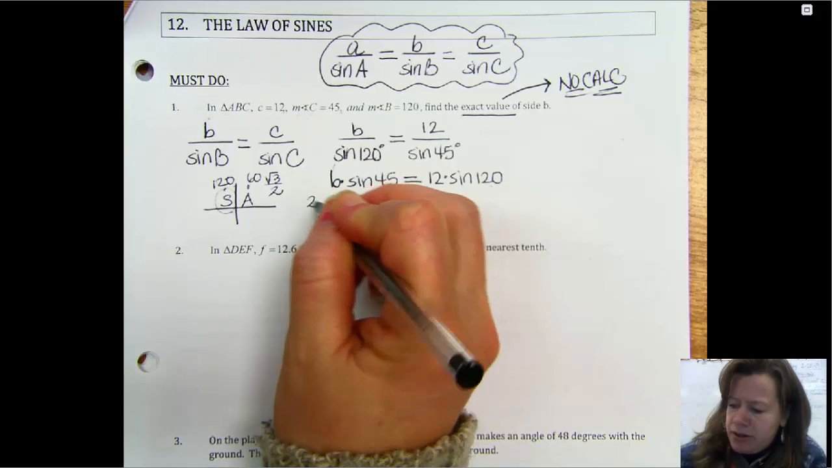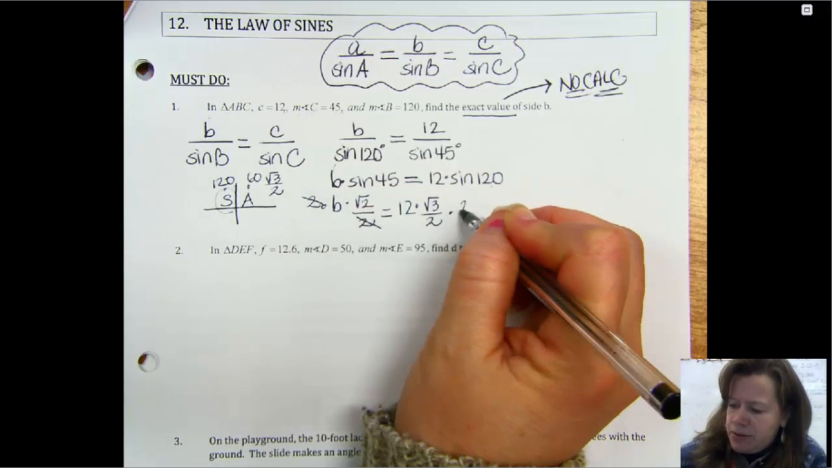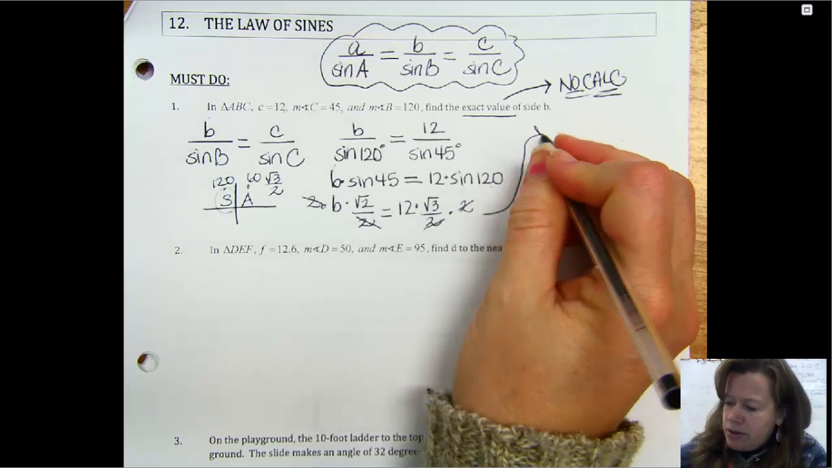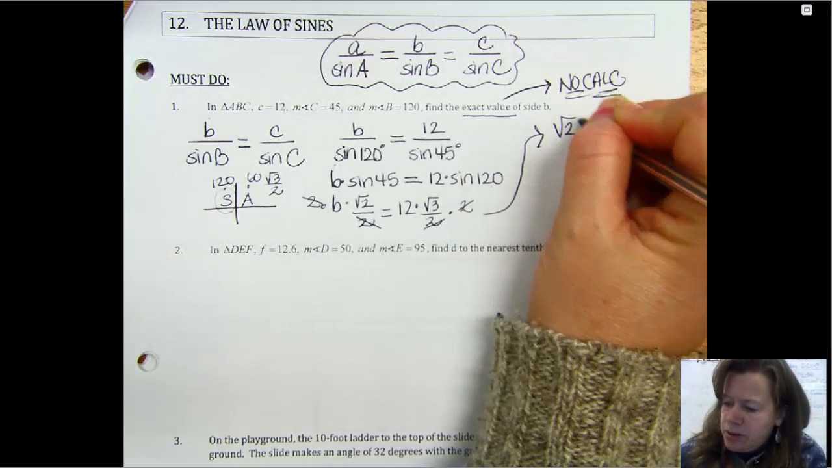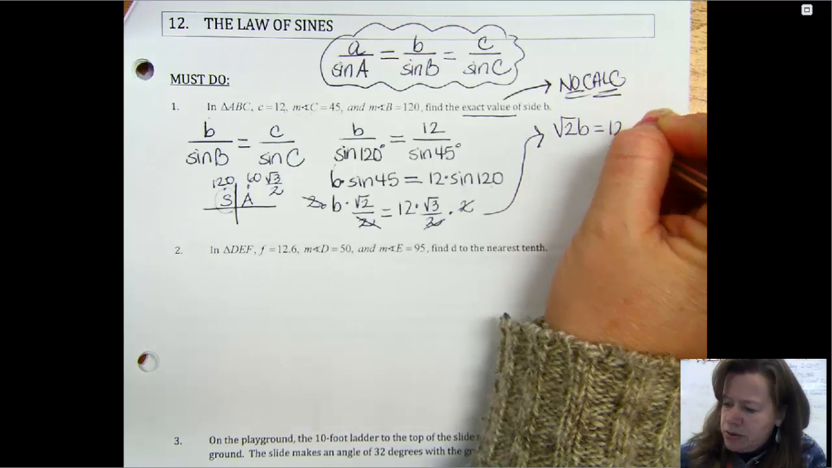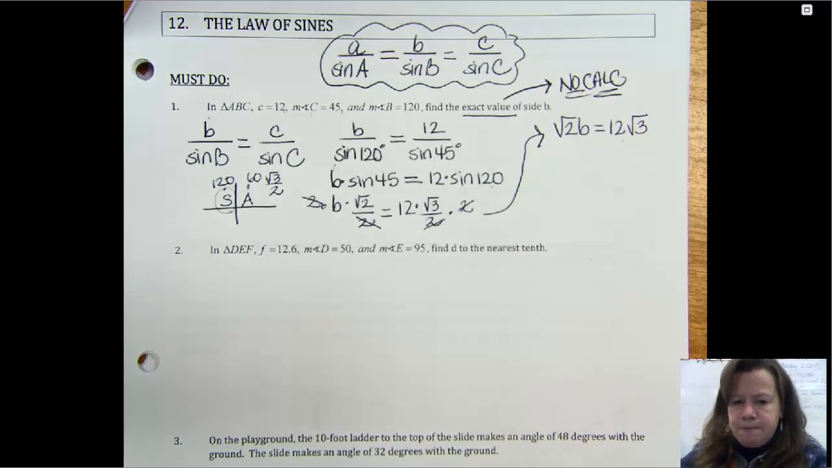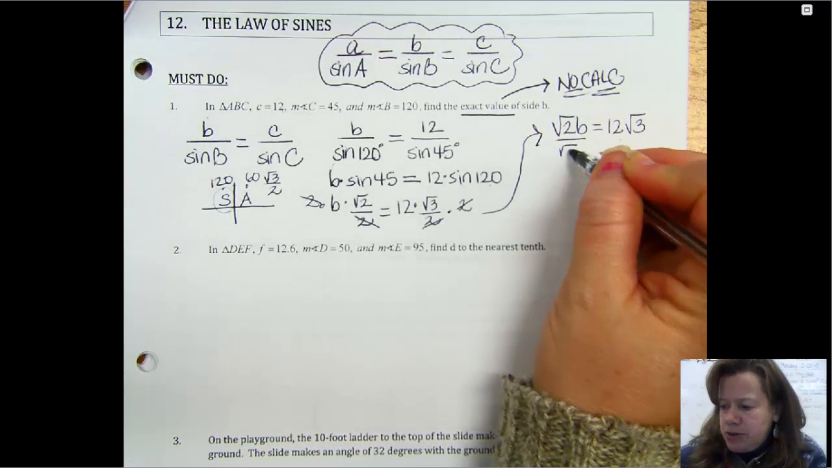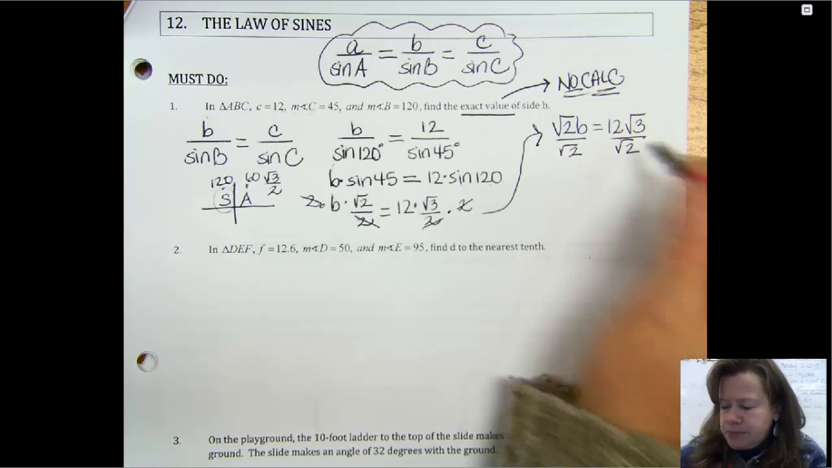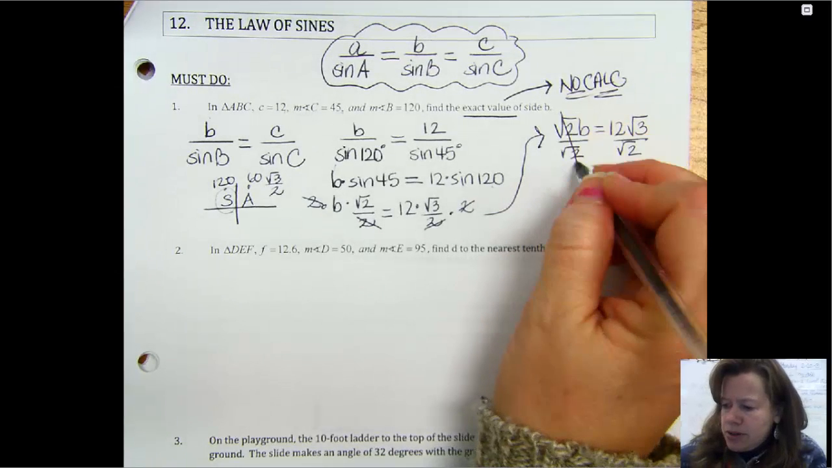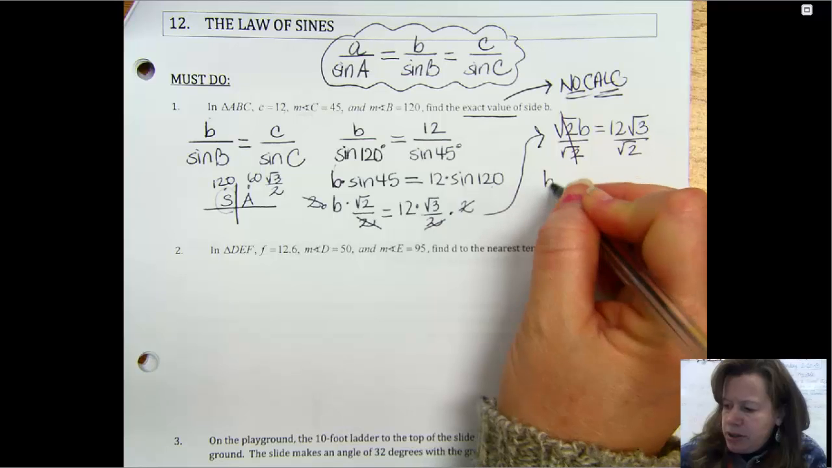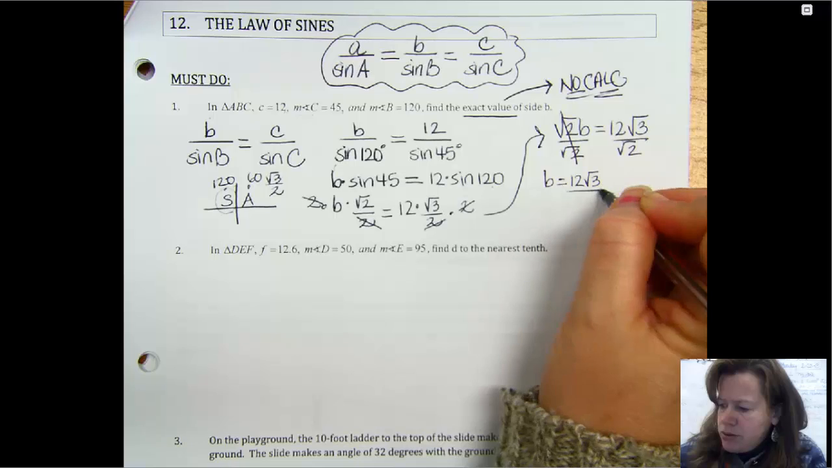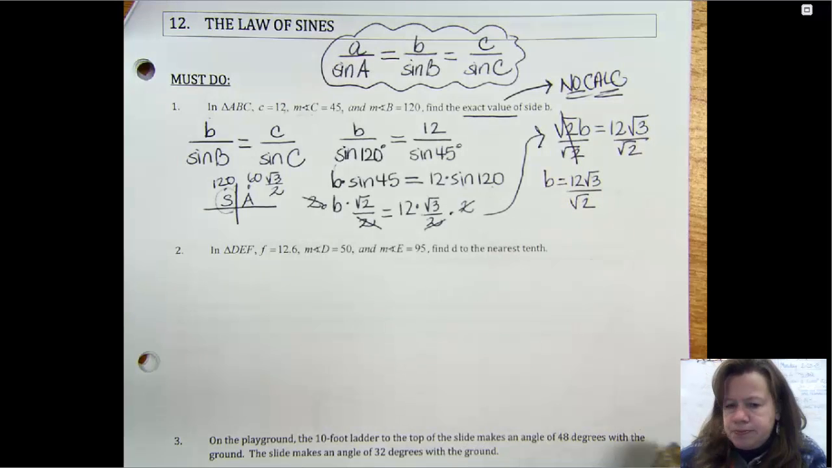What I do to this side, I'm going to do to this side. And that's nice, it cleans those 2's up. So now I have the square root of 2 times b equals 12 times the square root of 3. I need to get b alone, so I divide by the square root of 2. Those cancel, and I have b equals 12 square root 3 over square root of 2.